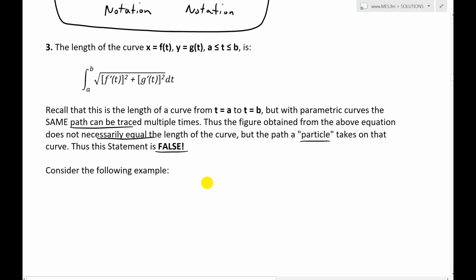Because if you recall parametric curves, you can trace the same thing over and over again, whereas if it's just regular xy Cartesian coordinates, from here to here is the same length, but with parametric you can loop around many times.